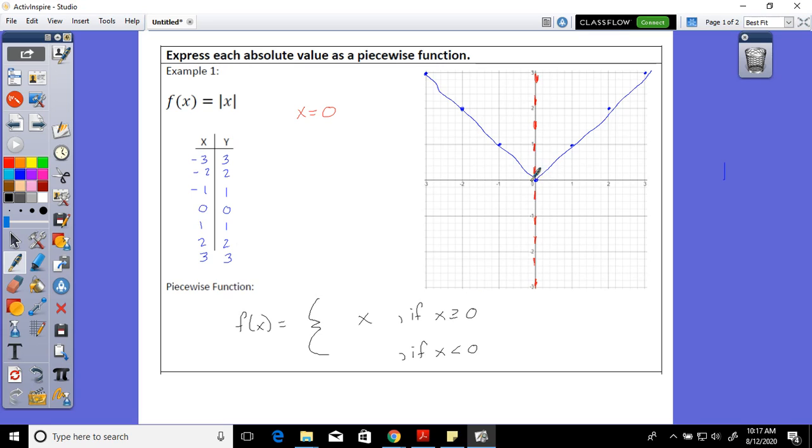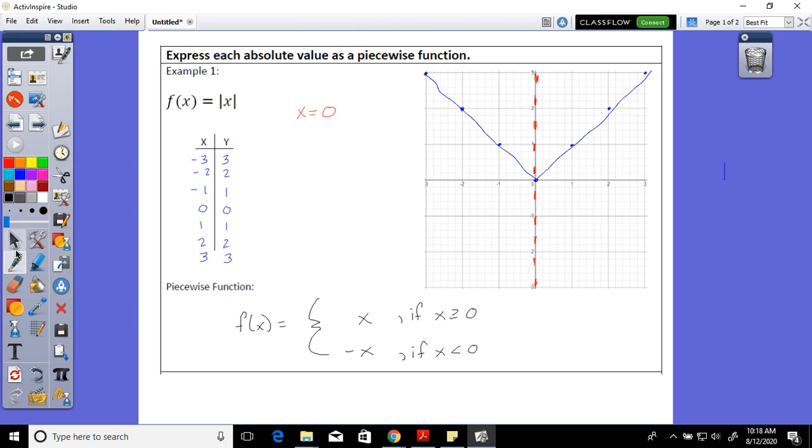All right, if x is less than 0, say this is -1, well, the absolute value of -1 is +1. The absolute value of -2 is +2. The absolute value of -3 is +3. So it's actually the opposite of what's inside here. So how do we notate the opposite in math? We multiply by a negative, or we make it negative. So -x if x is less than 0. It's the opposite of what's inside the absolute value bars.